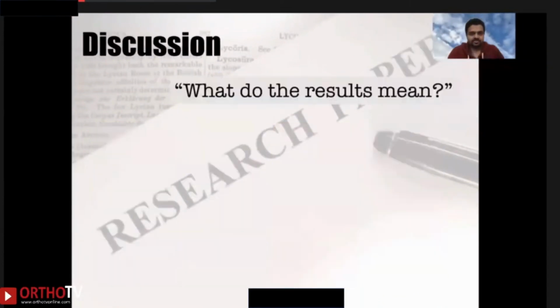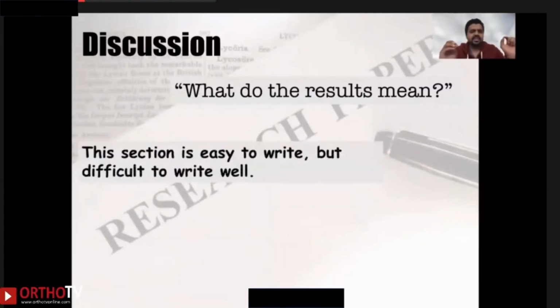I'll tell you how to do that. The discussion means, what do the results mean? Okay, these are our results. What do the other people say about it and all those things? The section is the easiest to write, believe me, but it's the most difficult to write well.